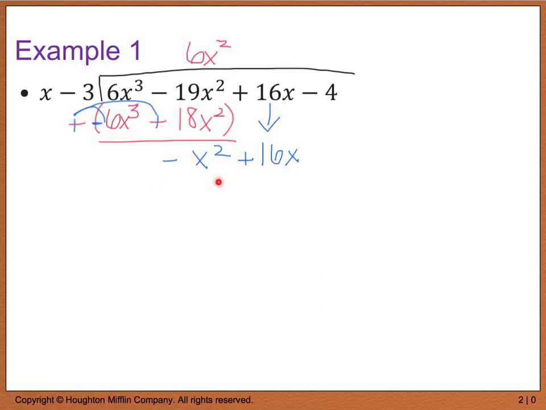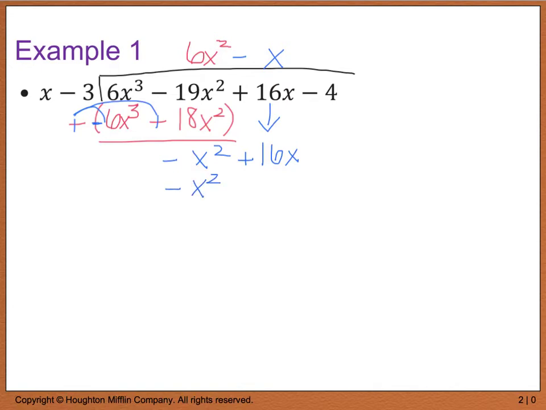Now I have a new equation. I need to see how many times this x right here will go into this term right here. So what times x will give me a negative x squared? And your answer should be a negative x. So if I multiply these two terms, I should end up with a negative x squared, which I do.